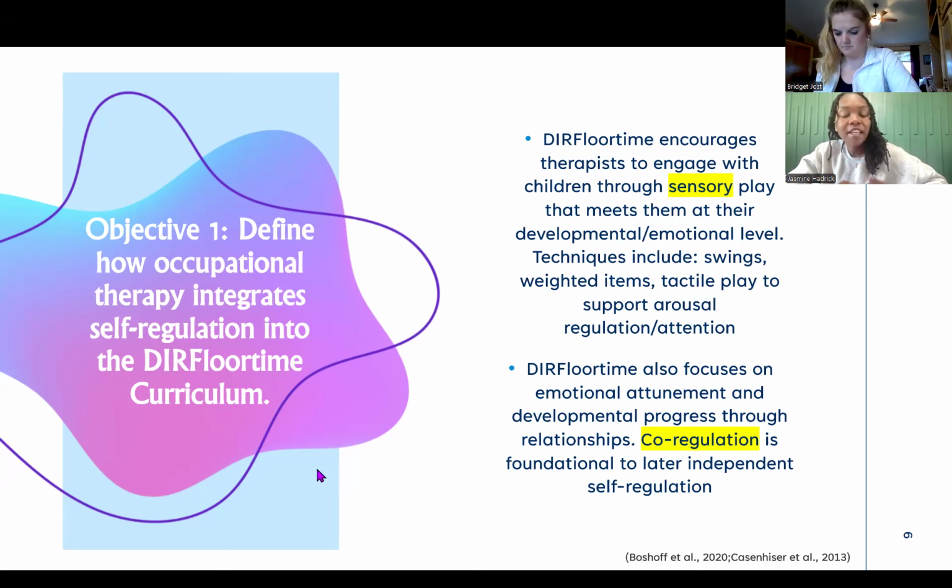Like I stated in the beginning, kids learn through play. That is their number one occupation. As OTs, we should model calm, responsive behavior to help kids learn how to regulate their own emotions over time, leading by example. This co-regulation lays the foundation for the future independent self-regulation that the child needs. So together, sensory-based strategies as well as relationship-based attunement reflect how occupational therapy supports the development of self-regulation within the DIR Floortime approach.